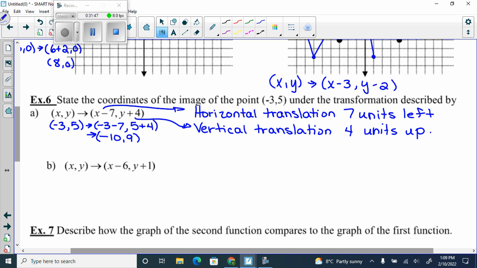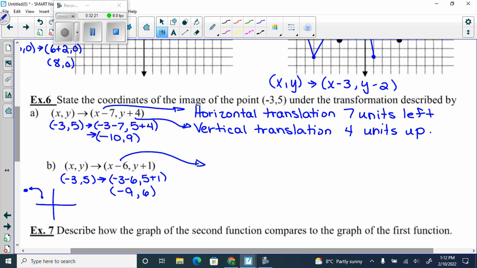You try B. So this one, if I plug it into mapping, I'm going to go -3, 5. And I'm going to go -3 minus 6. And then I'm going to go 5 plus 1. So I'm going to be -9 and 6. So even if you don't know what's happening, if you're at -3 and 5, you're here, now you're at -9 and 6. Somewhere over here. What did you do? You moved up and to the left, correct? At the very least, you could visualize it.